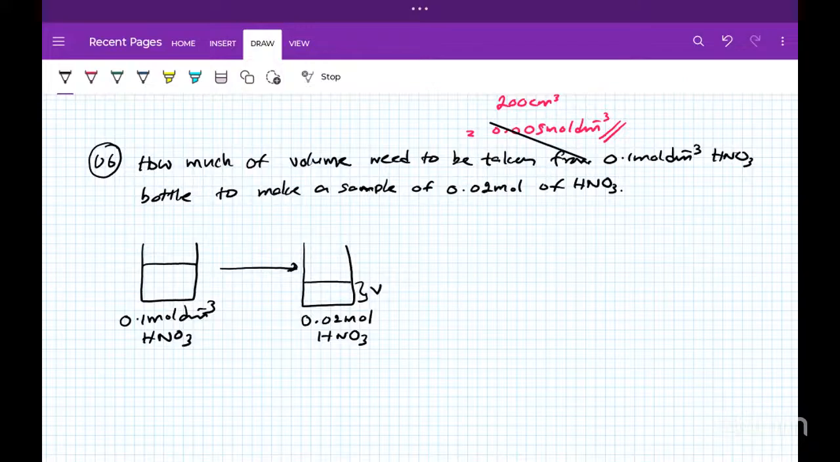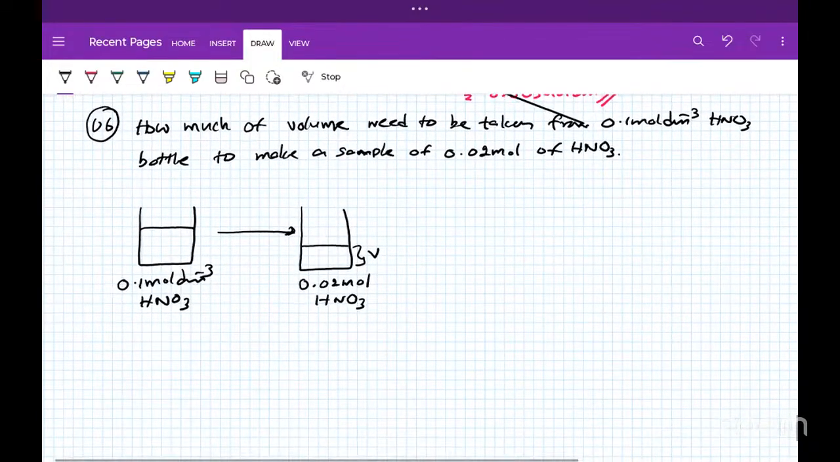So the concentration gives me the idea. If you take 1 cubic decimeter, the moles will be 0.1 moles. Right? Let's start from there.